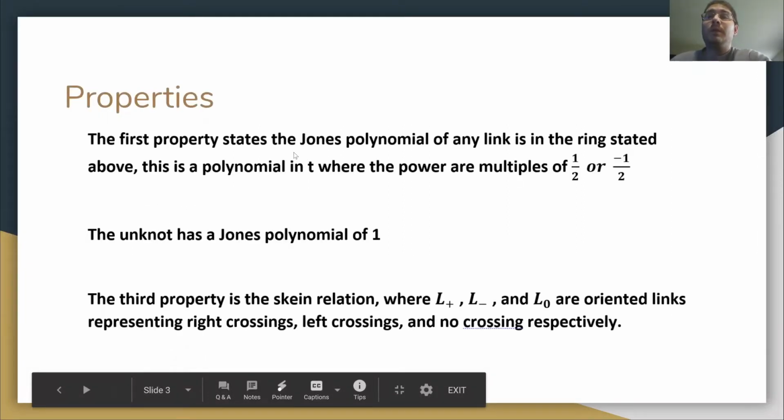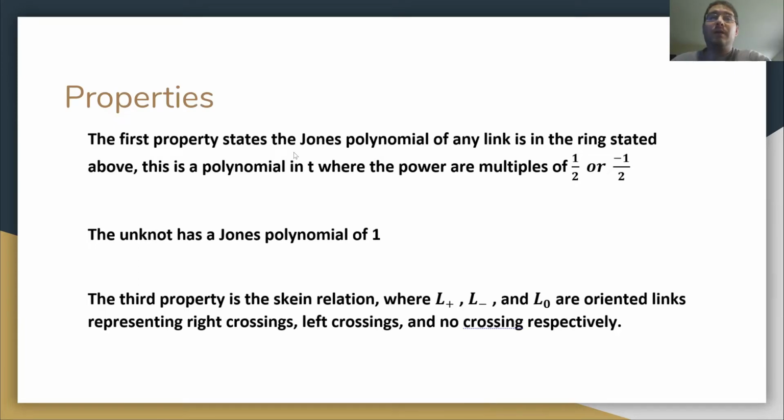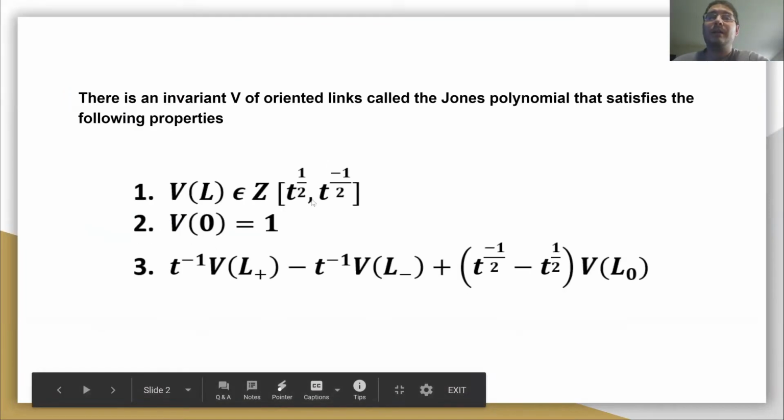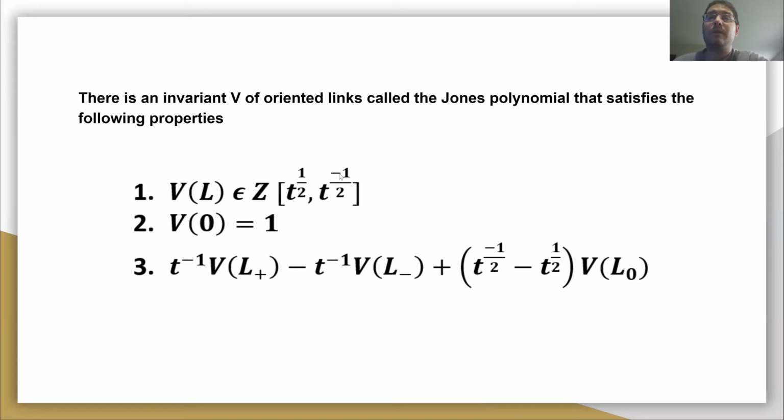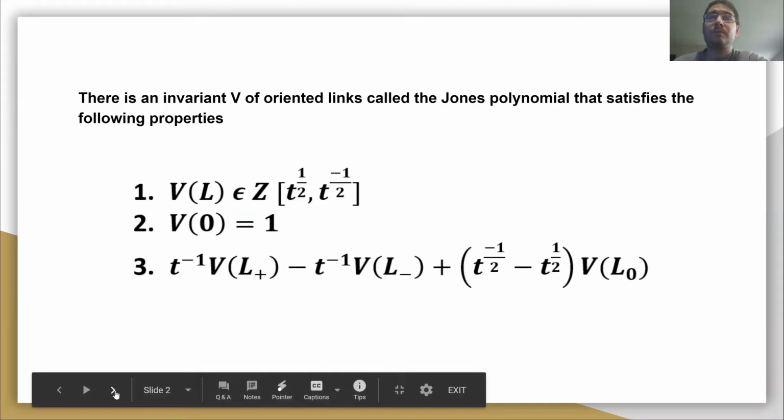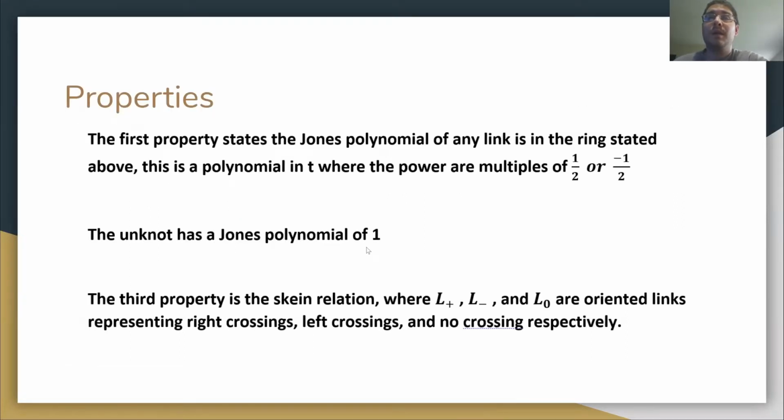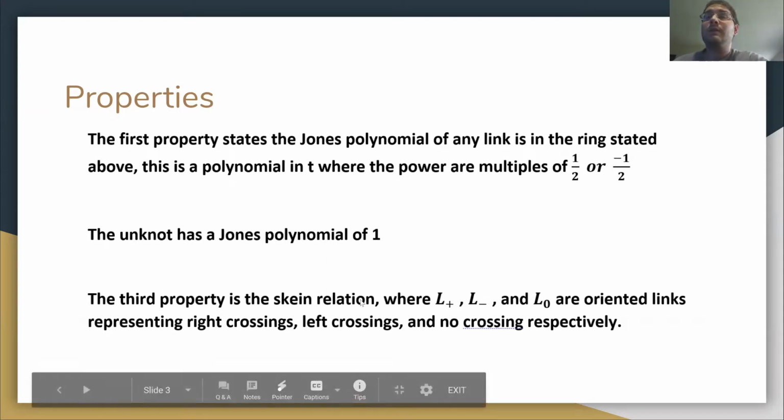The Jones polynomial of any link is a ring that was stated above. This is a polynomial in t, where the powers are multiples of a half or negative half. Basically, if you look back at this ring right here, we have the powers of a half and negative half. The powers just have to be integers or integers divided by 2. The second one is the unknot has the Jones polynomial of 1. Pretty simple. And the third property is the skein relation where L plus, L minus, and L naught are oriented links representing right crossing, left crossing, and no crossing.